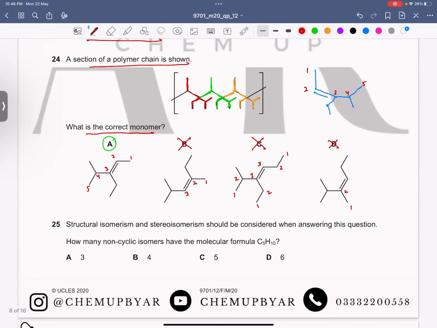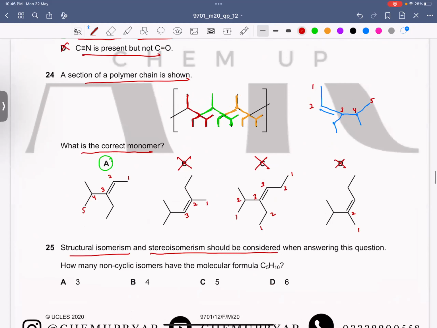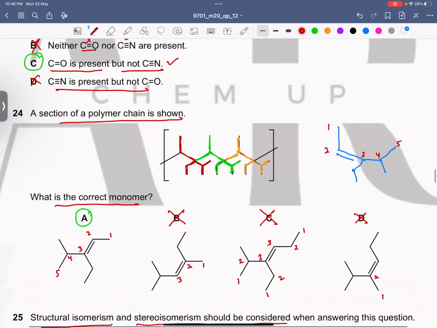Question number 25. Structural isomers and stereoisomers should be considered. Yes, Fariza, what is the problem in this question? Do ask where you get confused actually. Is this part clearly understandable?